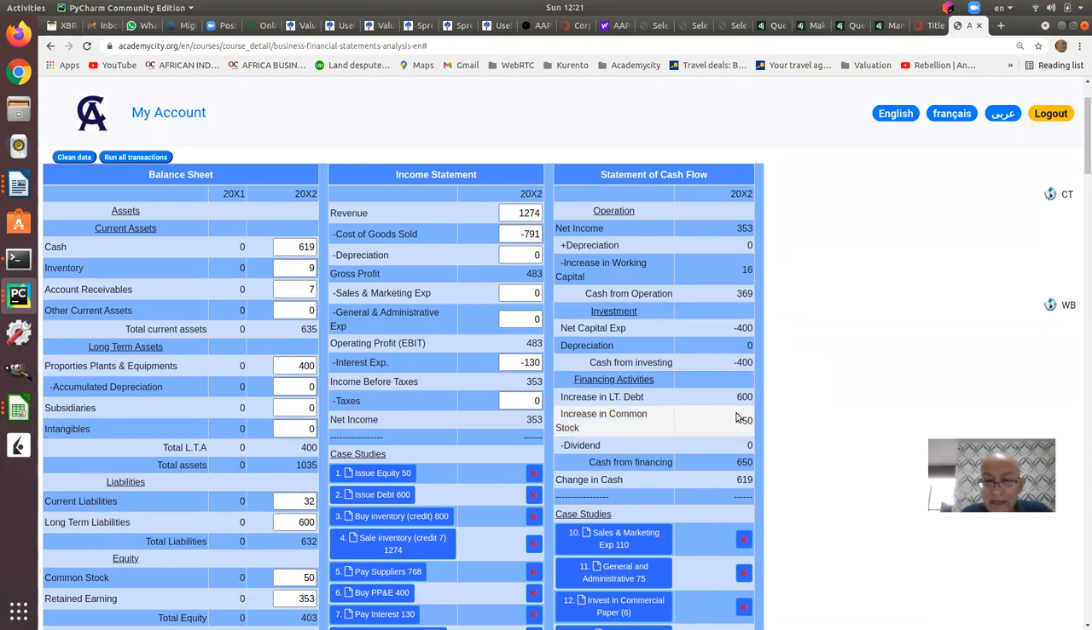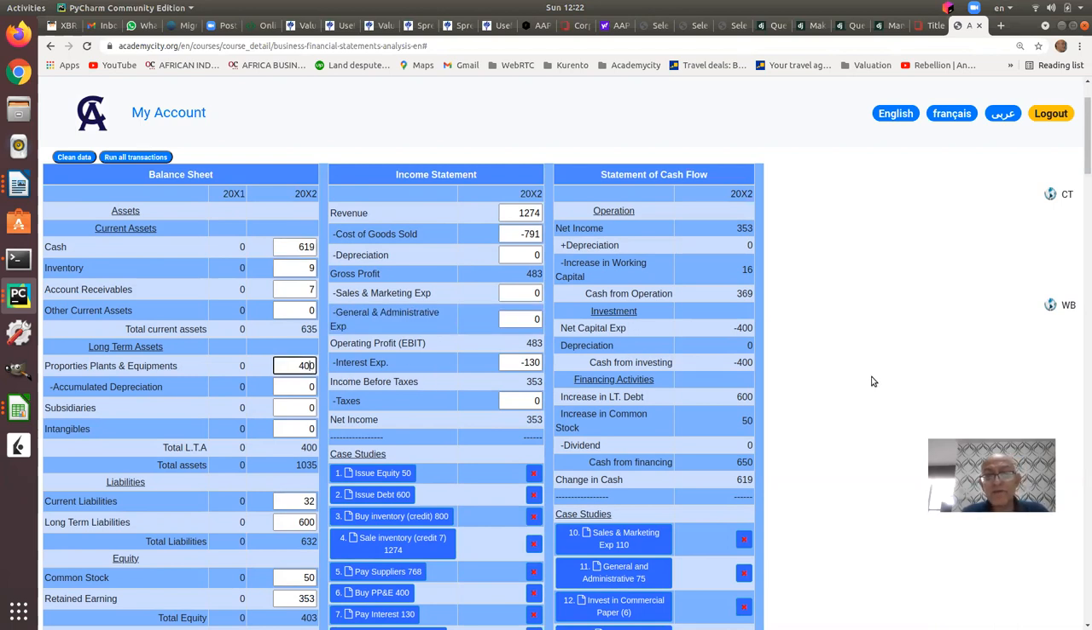I used the money that I collected from the investors. That's why only 619, which is exactly 650 minus the 31 I had to use for buying the equipment. So that's why the cash went up only by 619. It didn't even go up by the amount I raised from the investors. I used part of the money from the investors to buy those 400 of machinery.